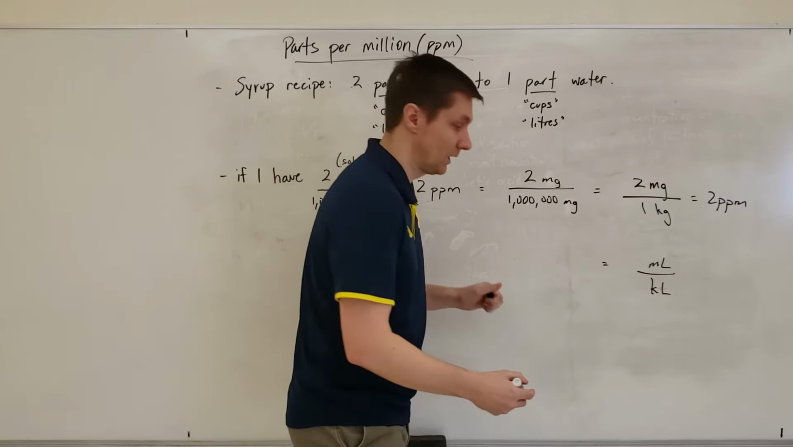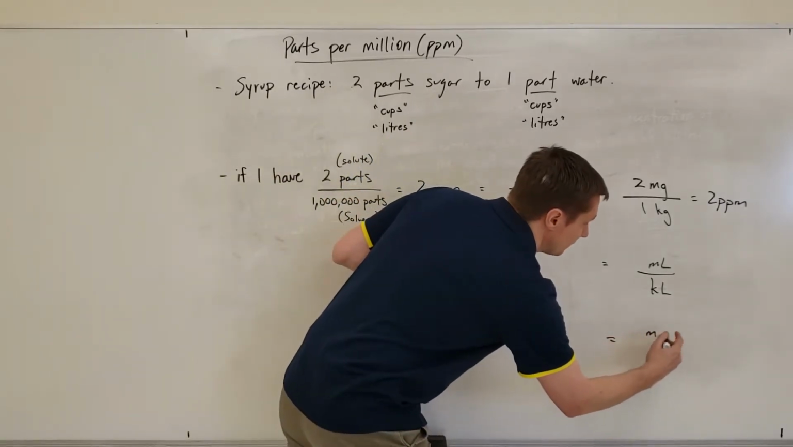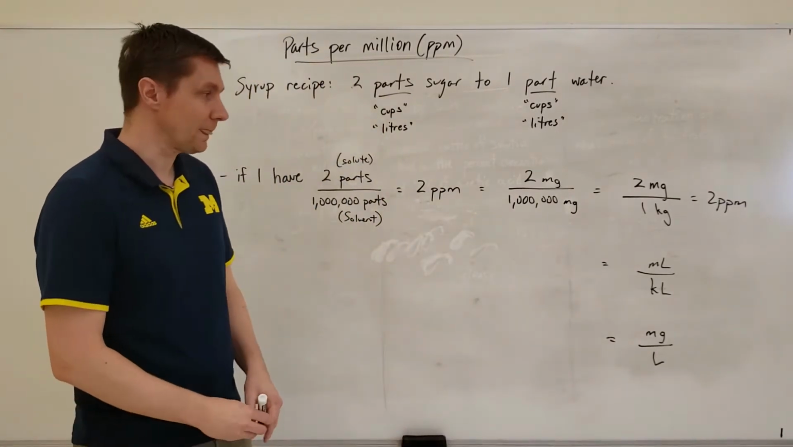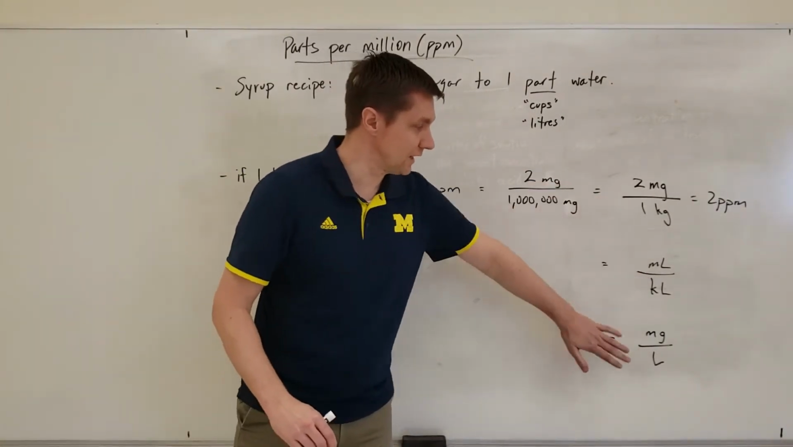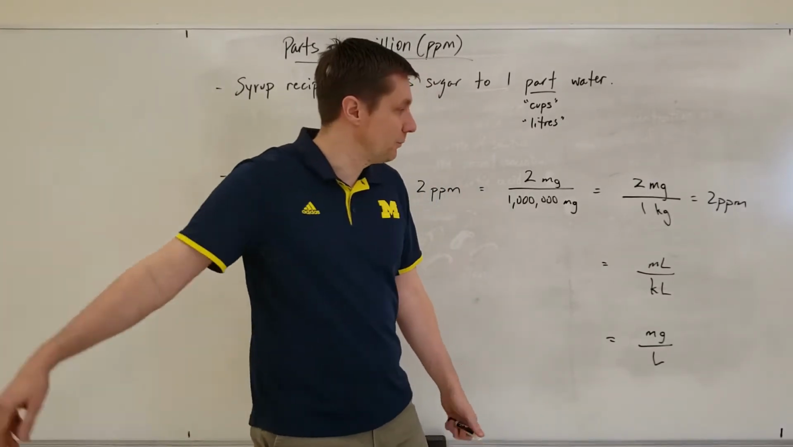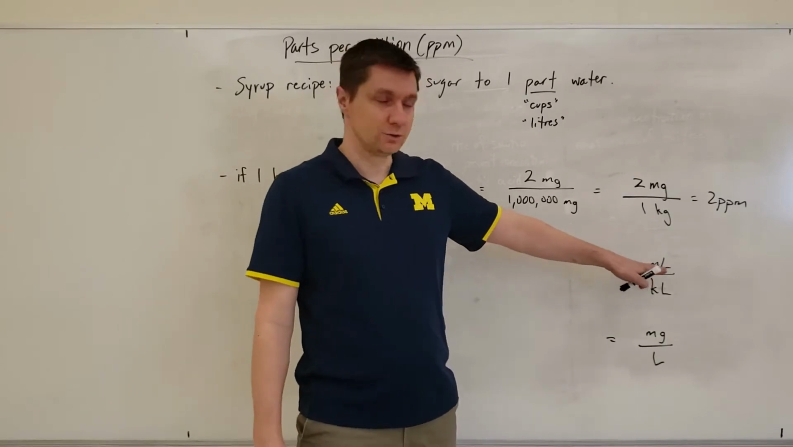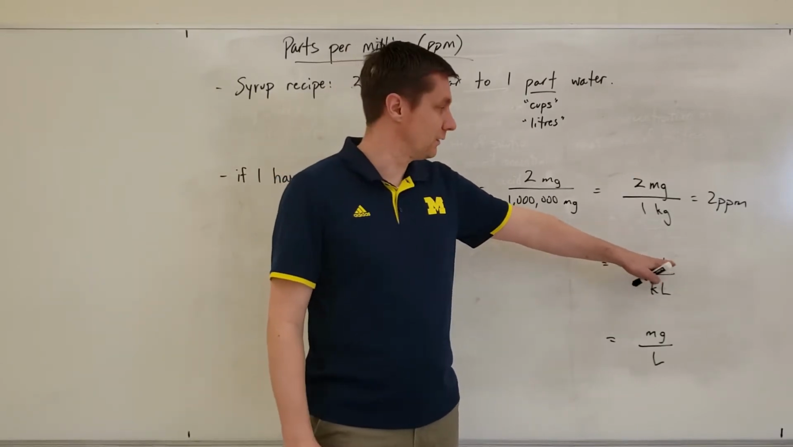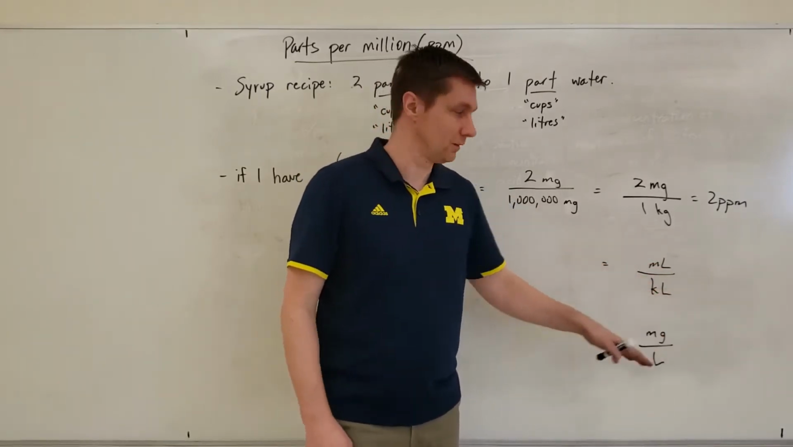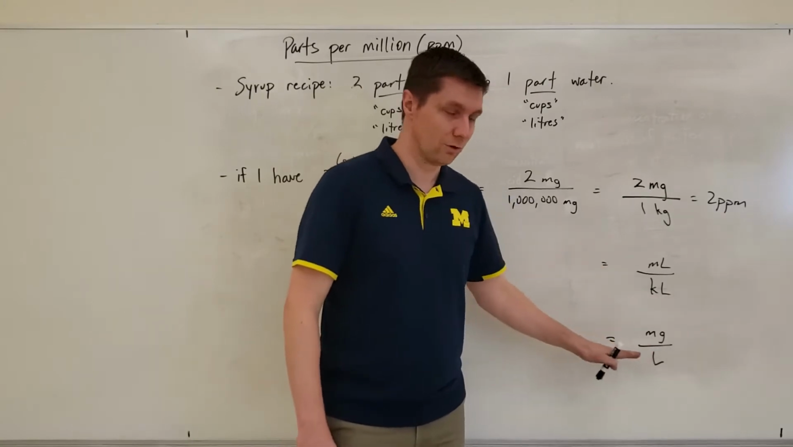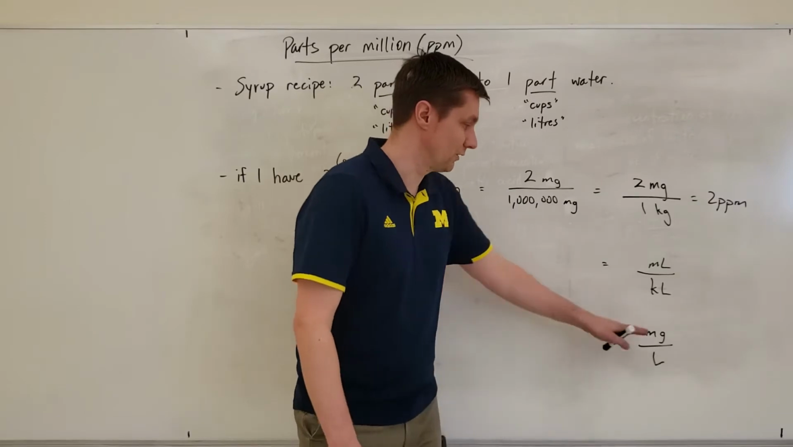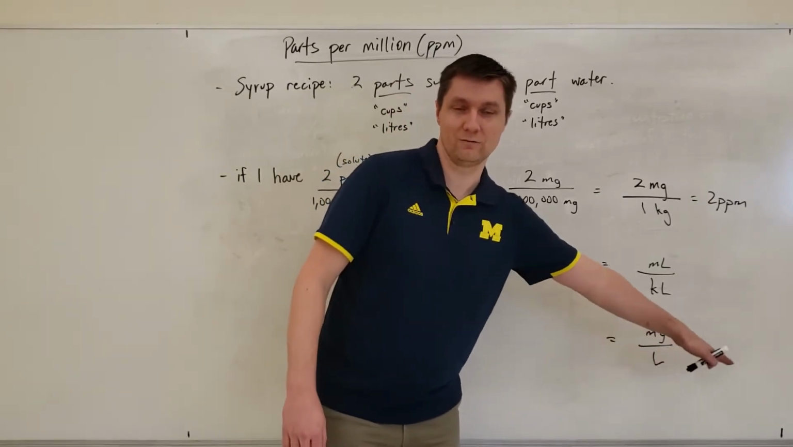Then the third setup that I can have is milligrams per liter. And so each one of these 3 setups, now all I have to do is make sure that I put in my solute here, which is milliliters of my solute over the kiloliters of my solvent, or the milligrams of my solute over the liters of my solvent.